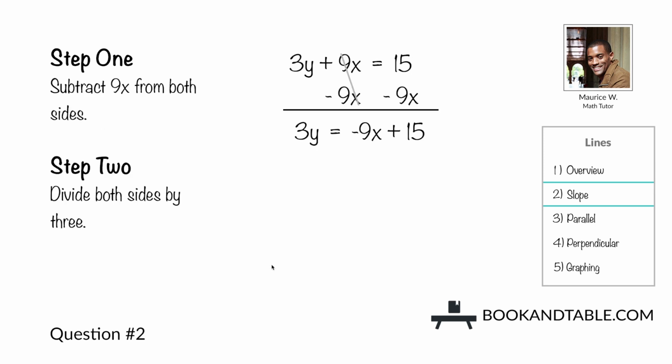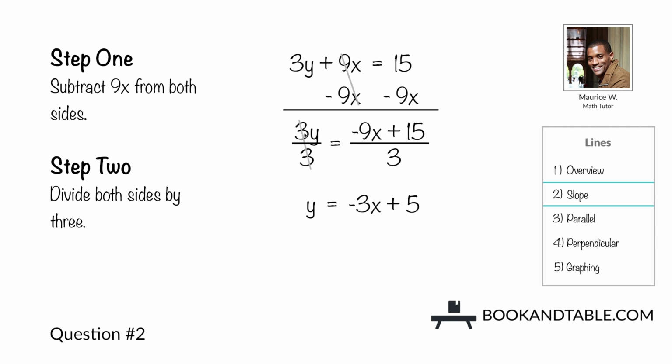Question number 2. We were given 3y plus 9x is equal to 15. We want to isolate this y. So the first thing we do is negate this 9x. So step 1, subtract 9x from both sides. That gives you negative 9x plus 15 on the right side, 3y on the left side. Step 2, divide both sides by 3.